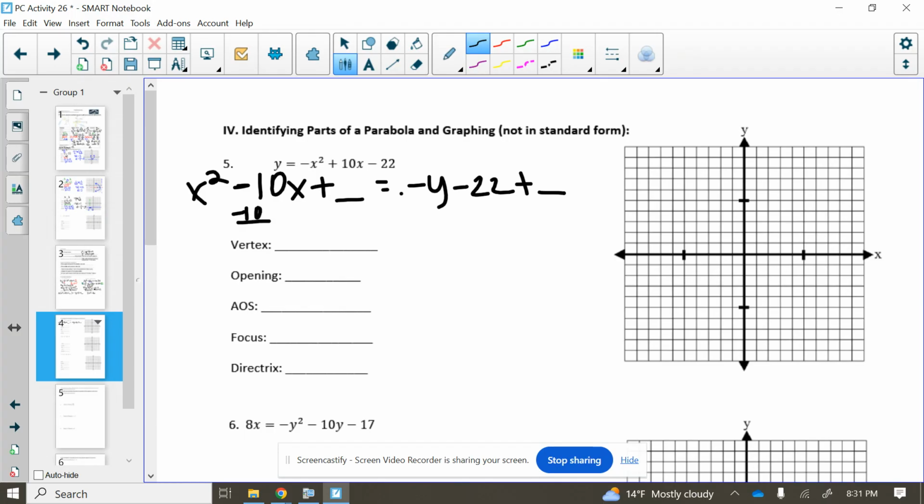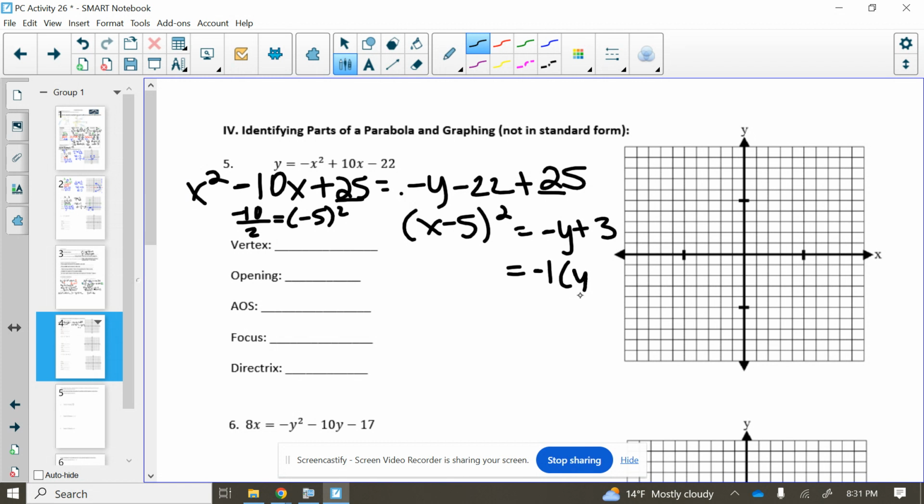So negative 10 divided by 2 is negative 5. Squared is 25. So on the left-hand side, we have x minus 5 quantity squared after we factor. Negative 22 plus 25 is 3. And then if we factor out this negative 1, we are actually left with, if we divide it over, a negative 1 in front of our squared value, and then that equals the y minus 3.